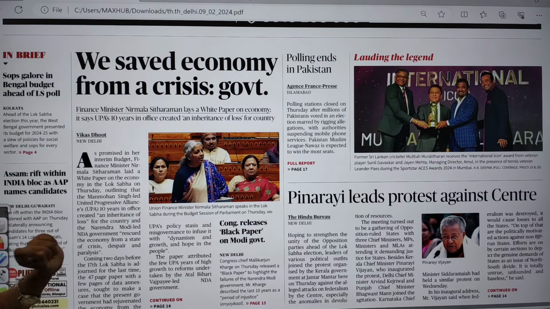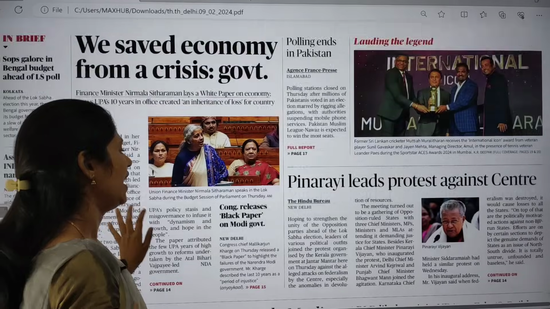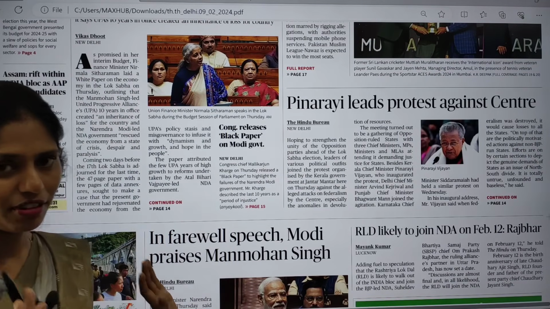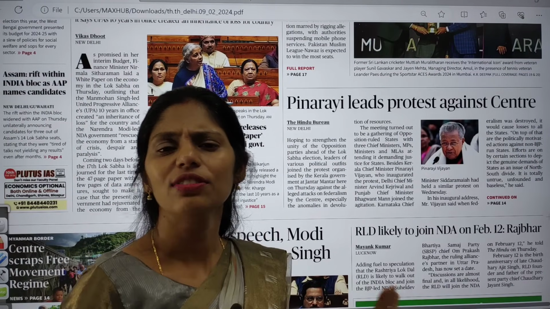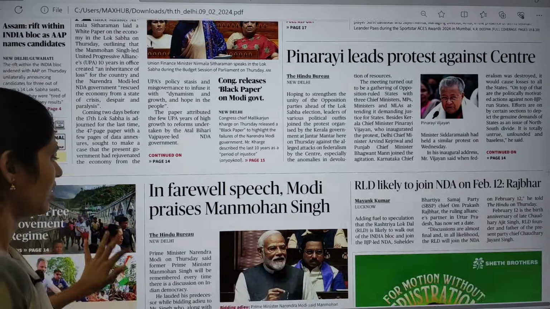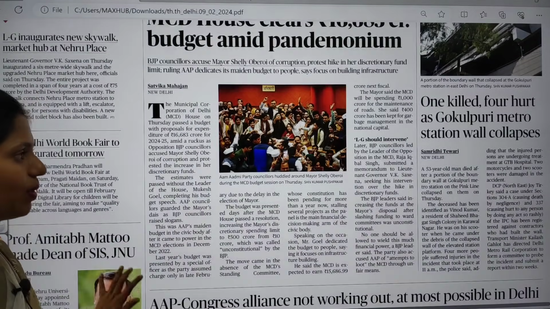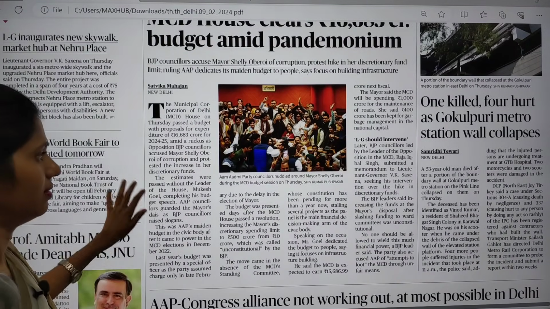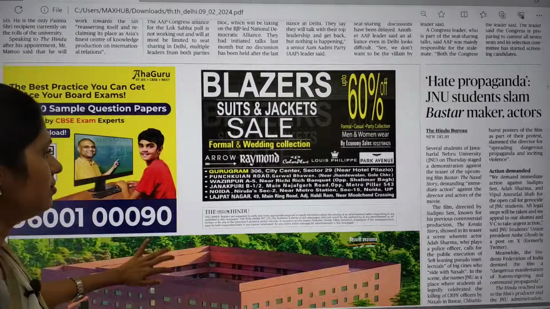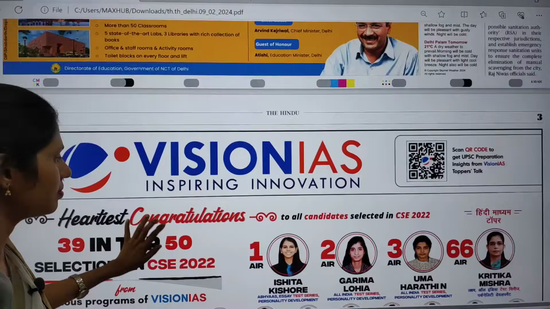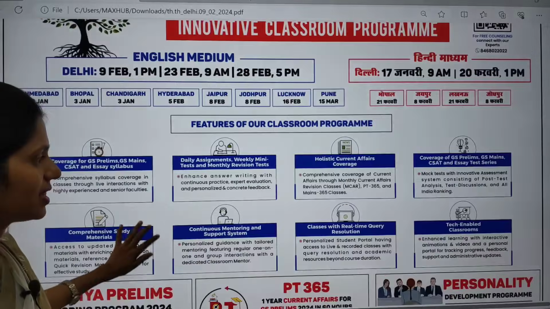So this is the front page of The Hindu, and I found nothing important from our point of view on the front page. So you can just leave this front page. And next is the city page. There is not much important in this city page as well. You can move on to the next, the states page.